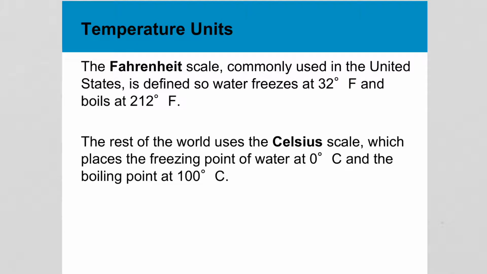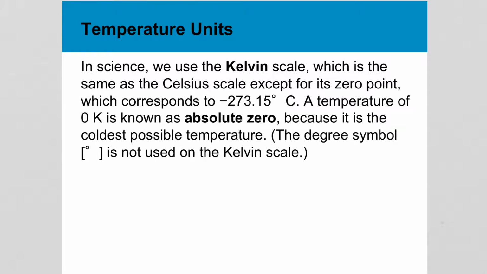Temperature. The Fahrenheit scale is what the United States uses. Again, we have to be weird. Celsius is used most everywhere else in the world. The Fahrenheit scale is defined so that water freezes at 32 degrees and boils at 212. Celsius, freezing is at 0 degrees Celsius and boiling point is 100 degrees Celsius. That just seems to make so much more sense to me, but that's just me. And then Kelvin is a unit used in science.